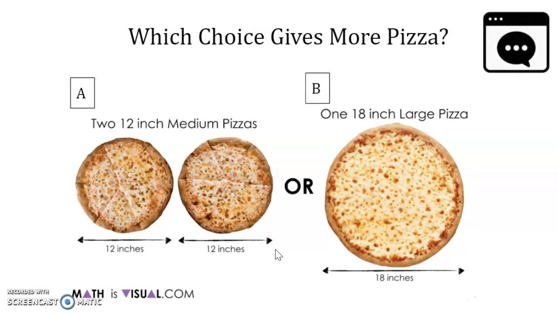Alright, so let's try these problems. Which choice gives more pizza? If I go to my local pizza parlor and I have a choice between choosing 2 12-inch medium pizzas and 1 18-inch large pizza, which will be a better deal? Which am I going to get more pizza by?